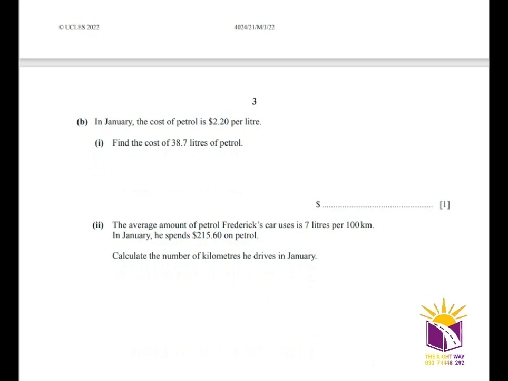In January, the cost of petrol is $2.20 per liter. Find the cost of 38.7 liters of petrol. So you just have to multiply 38.7 by 2.20, because 1 liter is 2.20. 38.7 multiplied by 2.20 will be equal to $85.14.